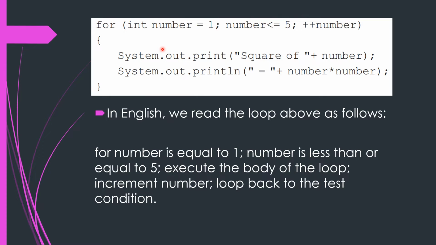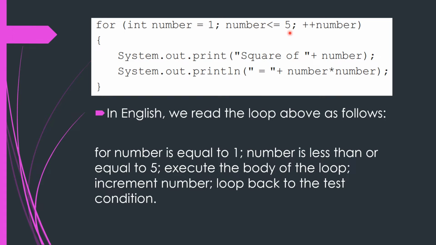Let us discuss the main coding in more detail. First of all, let us know how we read this statement or this loop. In English we read the loop above as: for number is equal to 1. Here you can see we have taken the variable as number, and we have also initialized it, meaning its value is 1. Then semicolon, number is less than or equal to 5. Here you can see we have written this using the relational operator. So here we are saying the same in English: number is less than or equal to 5.